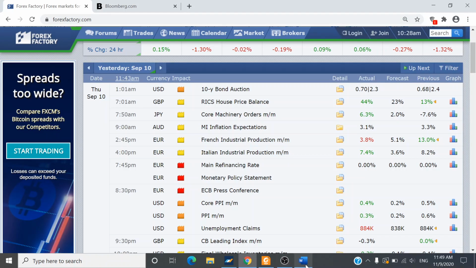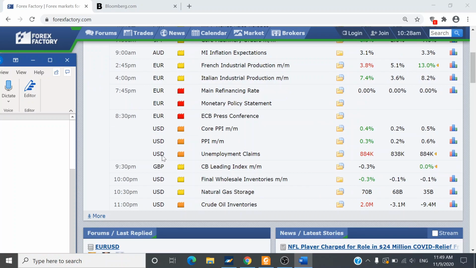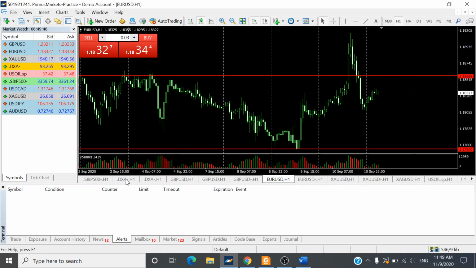Okay, so here it is, 8:30 p.m., unemployment claims coming in at 884k versus 838k. So the unemployment claims data weakened the US dollar for the next 30 minutes or so. However, the rebound back up was very strong, stronger than the move down.